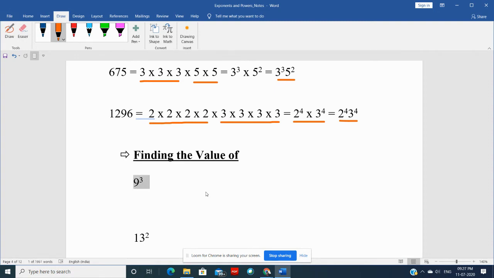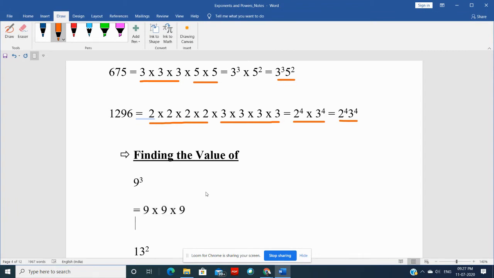Let's take one example, 9 raised to the power of 3, or 9 cube. The power 3 is also called cube, C-U-B-E. So how can we show this number? Let's see that. The equal to sign is always necessary. 9 multiply by 9 multiply by 9.